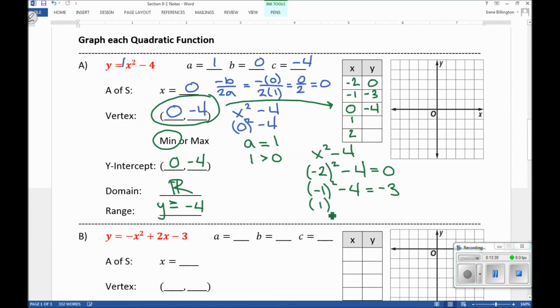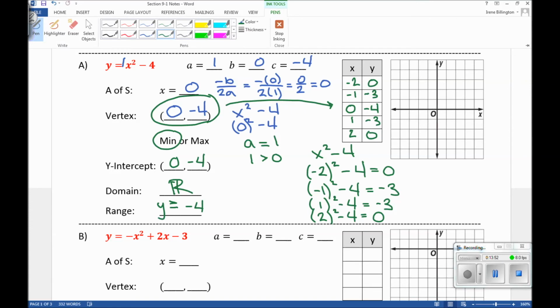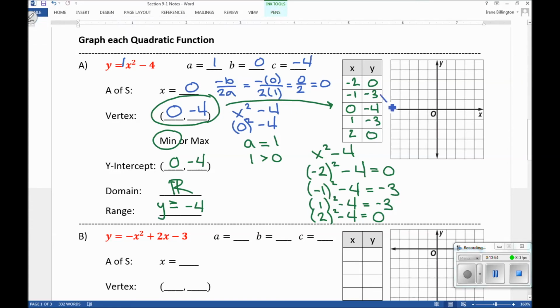Plug in 1 squared minus 4. That again equals negative 3. Plug in 2 squared minus 4. That's going to equal 0. Okay? One thing I want you to notice, look at these values. Notice that they match, okay? Because of the symmetric nature of a parabola, when you put your vertex in the center of your table, those points on the left and the right should match up for you.